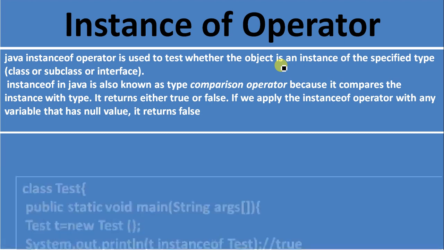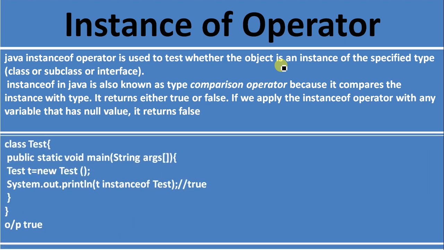Okay, now let's see an example of the instanceof operator. Here we are creating a class Test with public static void main. Now we are creating an object of the Test class: Test t = new Test. This is the Test class object. t is called a reference variable or object. Now we are applying the instanceof operator: t instanceof Test.